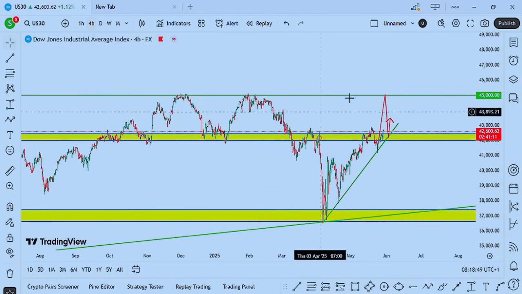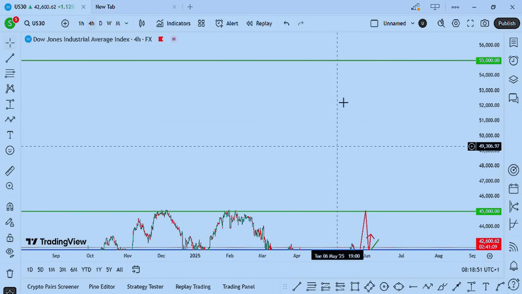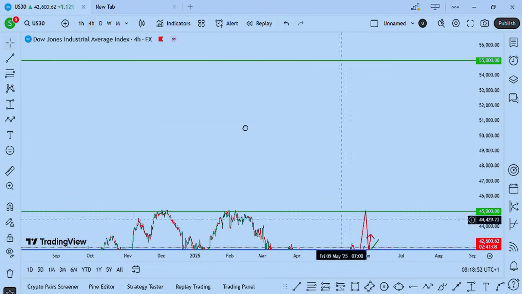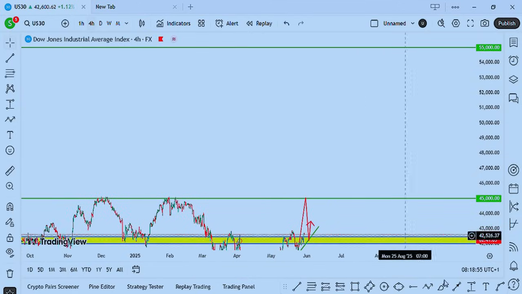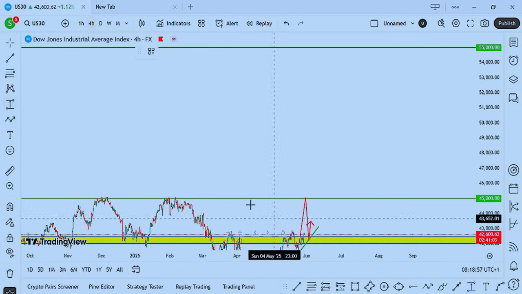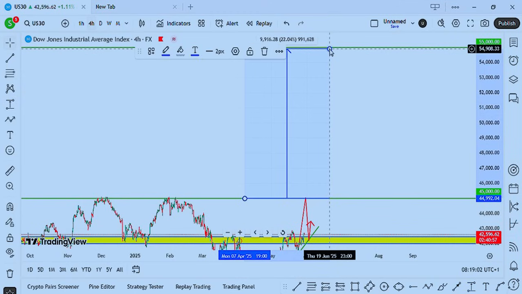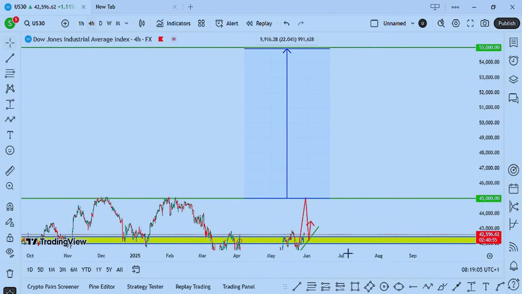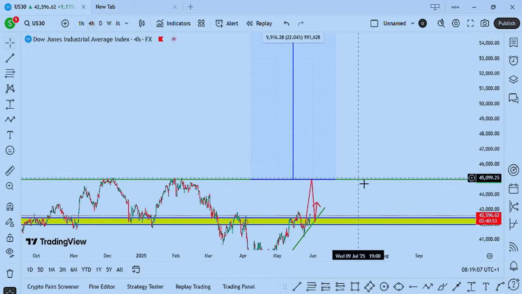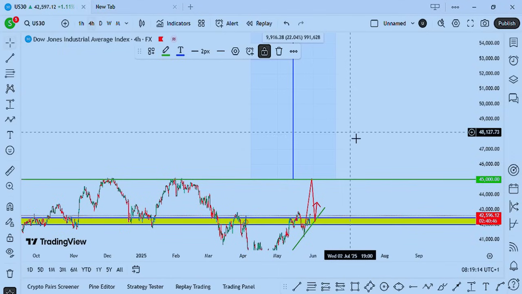All right, we still have enough space to make these pips. This is a wide space. I have about 9,000 pips to the upside. So let's see what happens if this trend line, this supply area, this resistance level is able to break. Looking for a buy trade on US30.